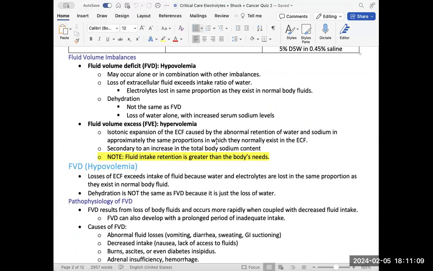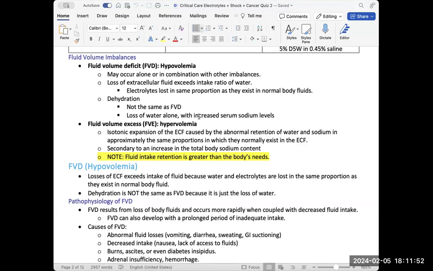Okay, so then after that, we have problems with fluid, right? Or fluid imbalances. So, we have fluid volume deficit, which is not the same as dehydration. Fluid volume deficit could lead to dehydration, but it's not the same thing. So basically, when we have fluid volume deficit, we are talking about losing more water than we have in our body. That's why we call it fluid volume deficit. We are losing a lot of our fluid, and in return, we can also be losing electrolytes.